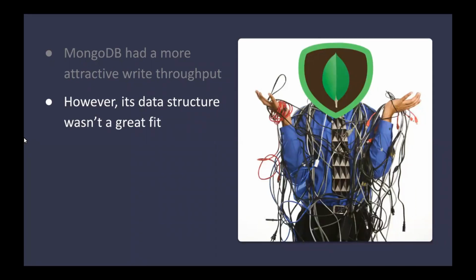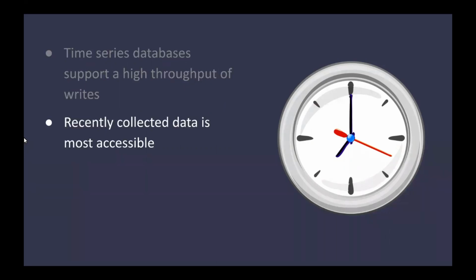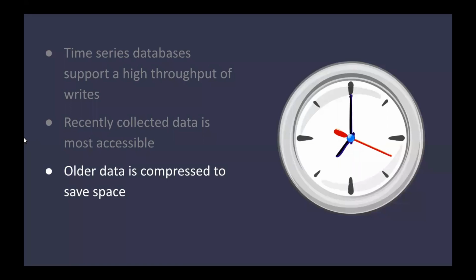However, the document data structure wasn't a great fit for conversion analysis. Mongo made it really easy for us to get our data into the database, but it would have gotten tangled up when we actually needed to use it. Time series databases were also attractive to us because they also had a much higher write throughput than Postgres did. However, these databases are optimized so that the most recently collected data is the most available. Accordingly, older data is compressed to save space.